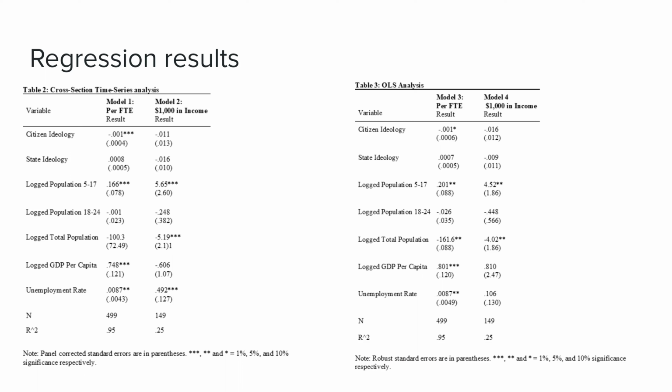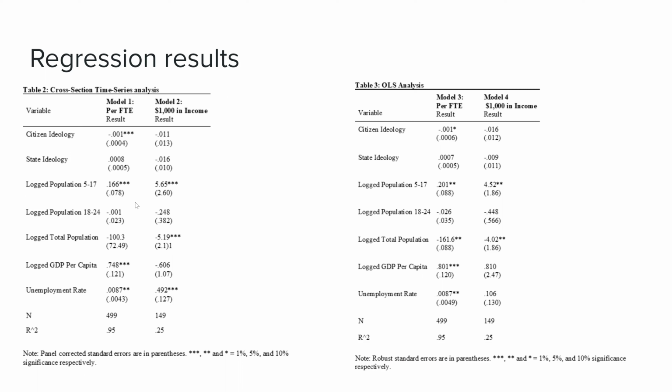As citizen ideology was measured from 0 to 100, with 100 being the most liberal and 0 being the most conservative, this shows that as a state's citizenry becomes more liberal, or increases by 1, the state's appropriations actually decrease by 0.1% per FTE. Another notable finding was populations of 5 to 17-year-olds.